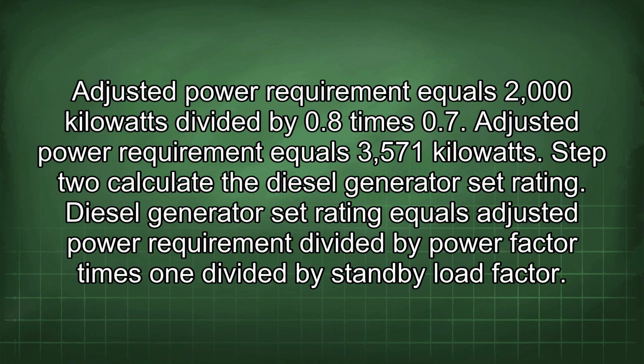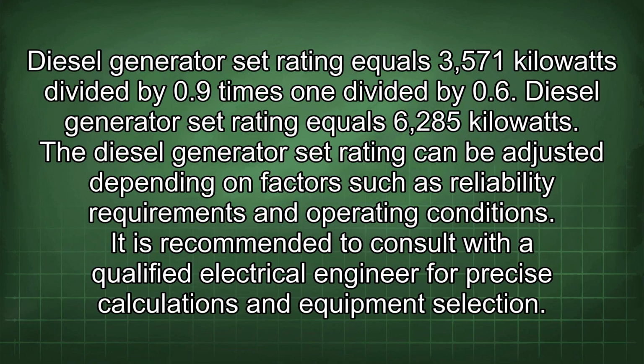Step 2. Calculate the diesel generator set rating. Diesel generator set rating equals adjusted power requirement divided by power factor times 1 divided by standby load factor. Diesel generator set rating equals 3571 kilowatts divided by 0.9 times 1 divided by 0.6. Diesel generator set rating equals 6285 kilowatts. The diesel generator set rating can be adjusted depending on factors such as reliability requirements and operating conditions. It is recommended to consult with a qualified electrical engineer for precise calculations and equipment selection.